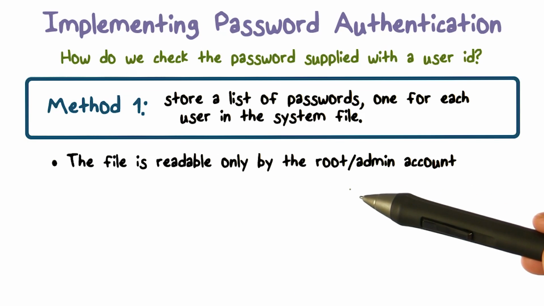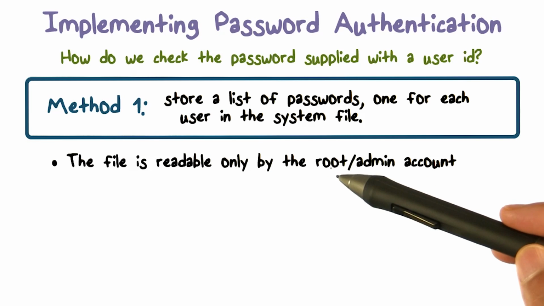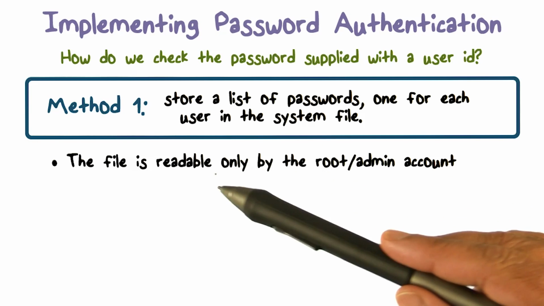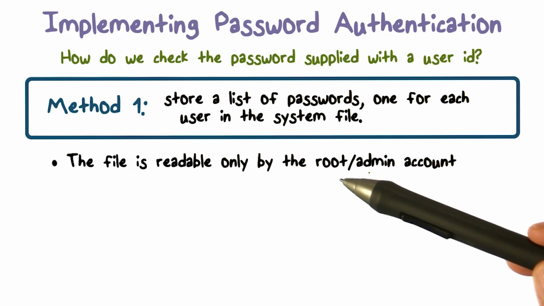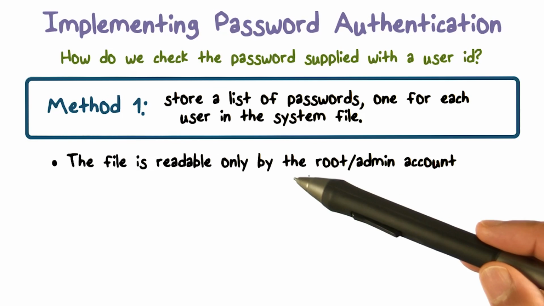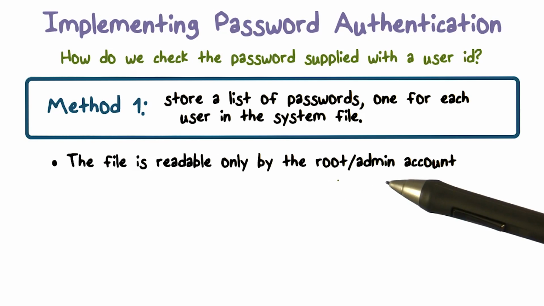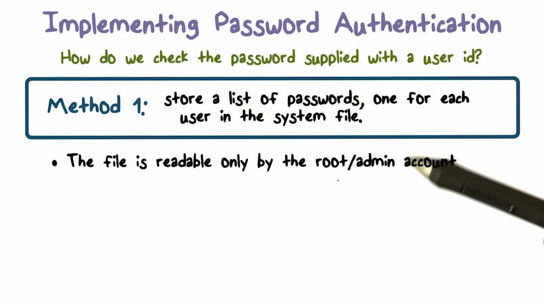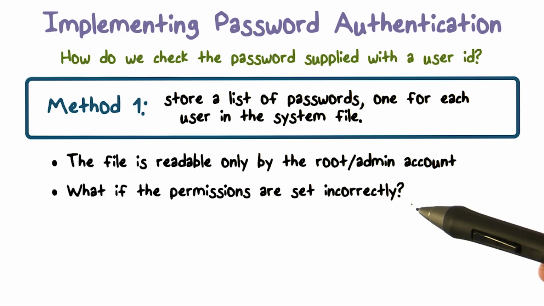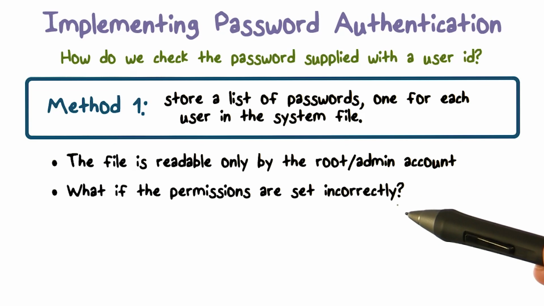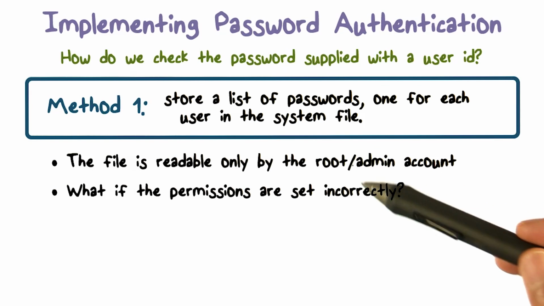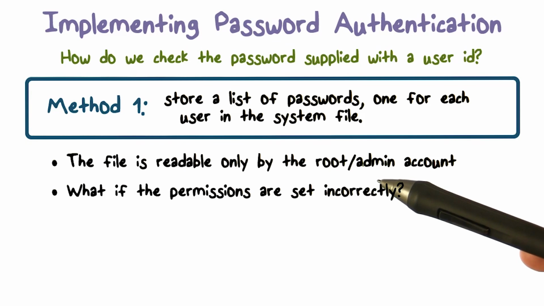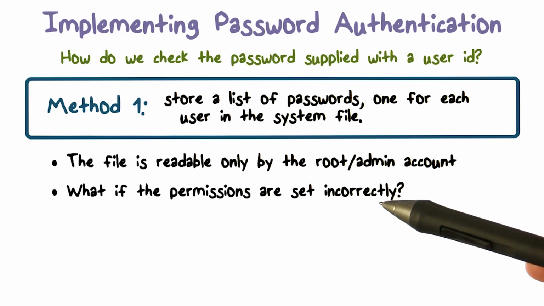One thing we should be smart enough to do is make sure that only the trusted root or admin is able to read this file. The login program is going to run on behalf of them, and they are the ones who are going to check when somebody's trying to authenticate themselves. So this file should be made readable only by the admin or the root, the most privileged user we have in the system. But what if we make a mistake? What if permissions are set incorrectly? If permissions are set incorrectly, somebody else may be able to read that file. And if they're able to read that file, they're able to learn everyone's password, which is not a good thing.